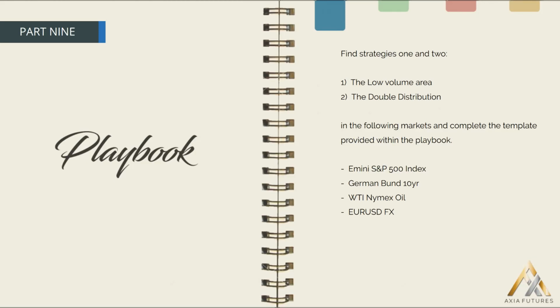Find strategy 1 and 2 that we developed in Part 9, the low volume area and the double distribution, and I want you to go and find them in the following markets and complete the template that I provided for you in the playbook. So, find them in the E-mini S&P 500, the German Bund 10-year, the WTI NYMEX oil, and the Euro-Dollar FX. Remember, take some time finding these strategies. Interpret each one individually. Make sure you're looking at the specific characteristics behind each one. Good luck, and we'll see you again in Part 10.